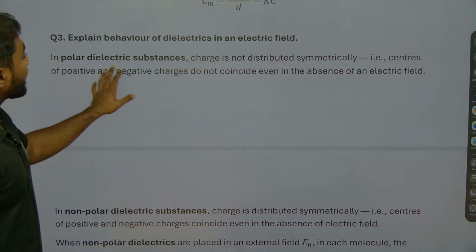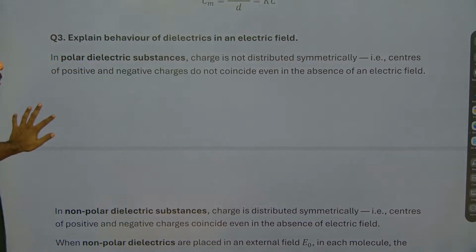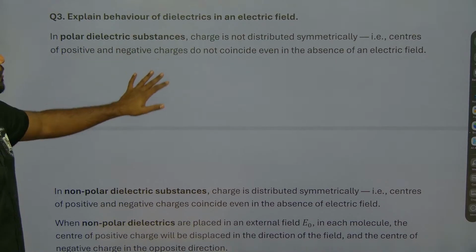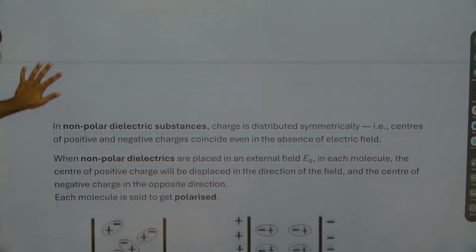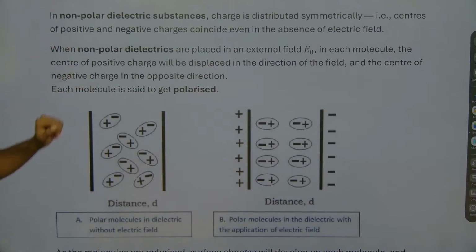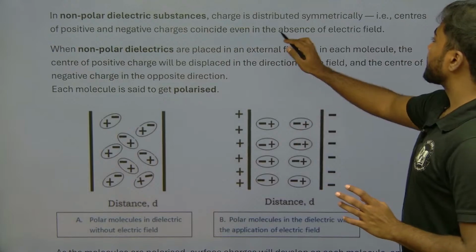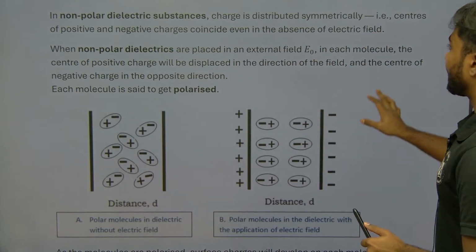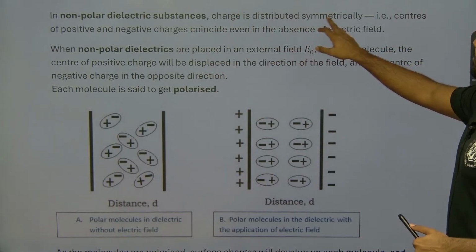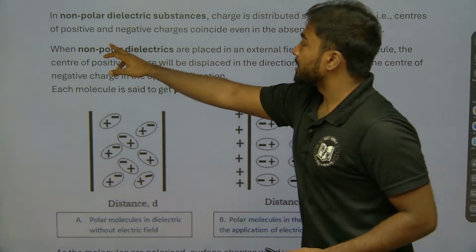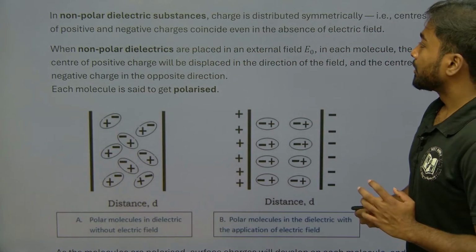In a polar dielectric substance, charge is not distributed symmetrically. That is, the centers of positive and negative charge do not coincide even in the absence of an electric field. Now, in a non-polar dielectric substance, the charge is distributed symmetrically, that is, the centers of positive and negative charges coincide even in the absence of an electric field.